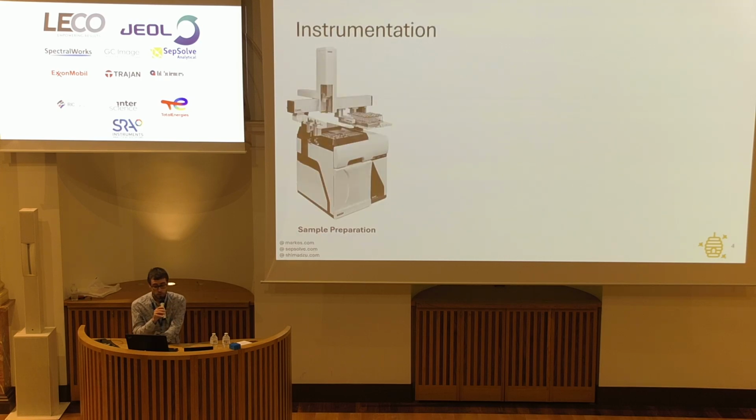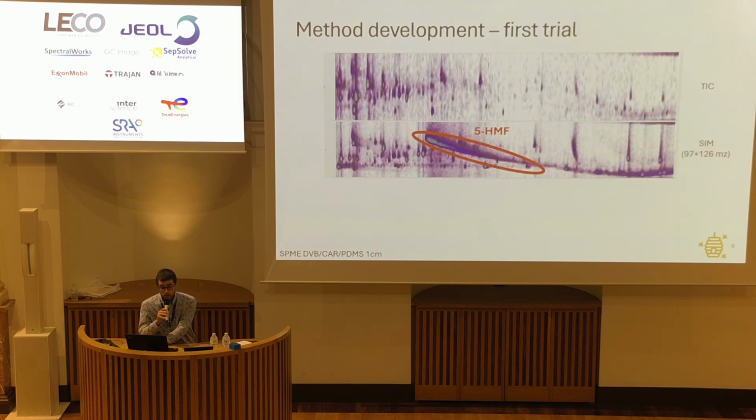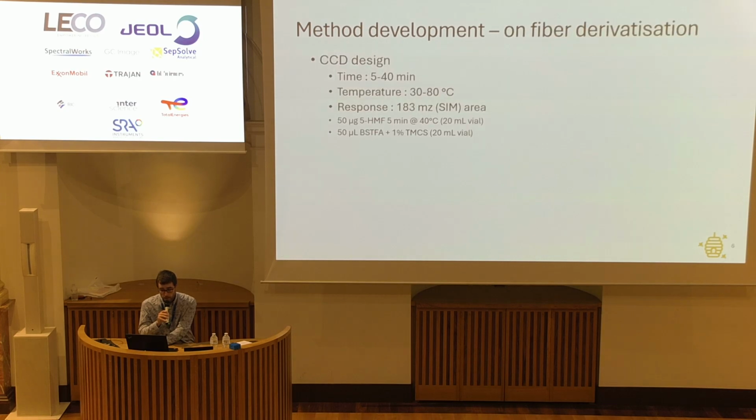Regarding the instrumentation, we will use Sentry for sample preparation, GC times GC using an apolar and a polar column, and quadrupole mass spectrometry. In our first trial, we saw that the HMF was really tailing in the system, meaning that we were not able to have an accurate integration for quantification. So we had to derivatize, and we did a non-fiber derivatization with BSTFA. So we had, of course, to optimize it.